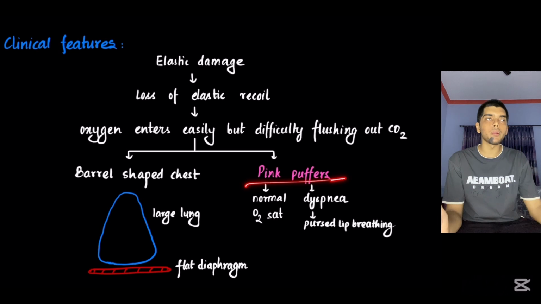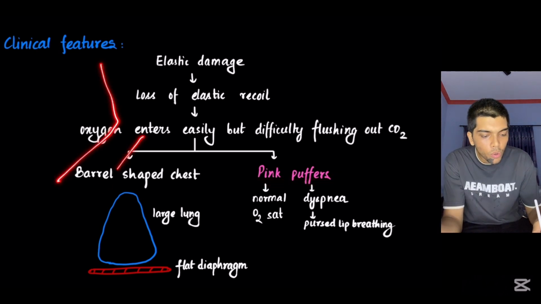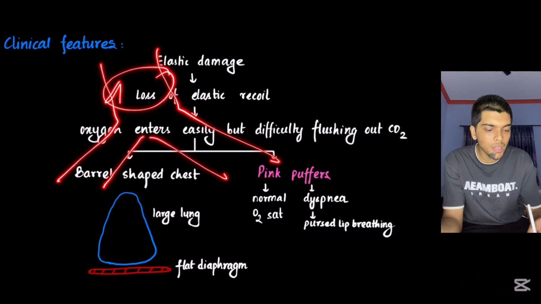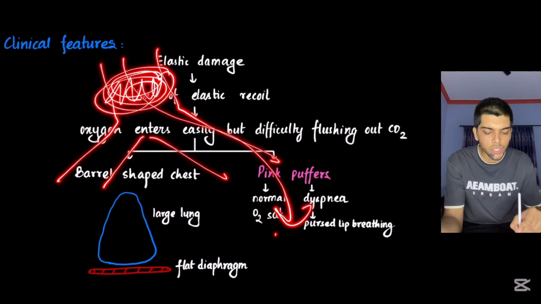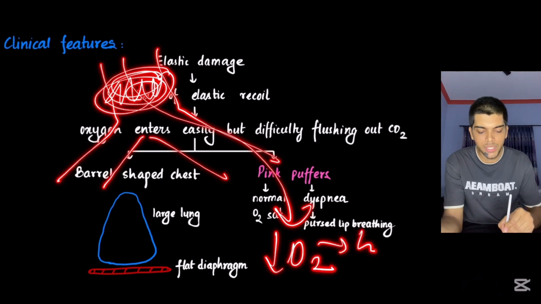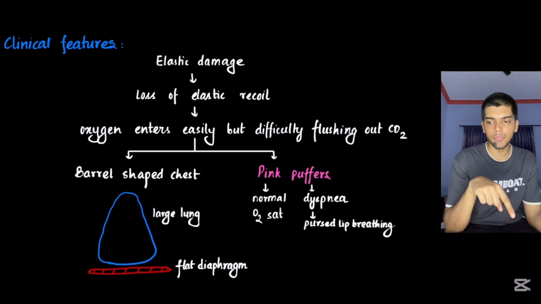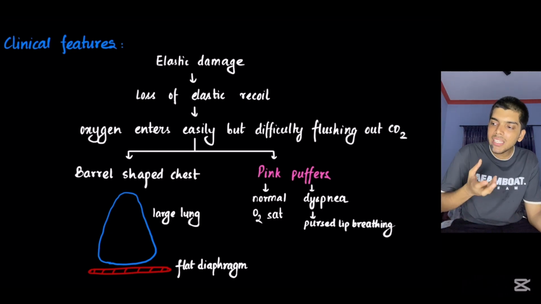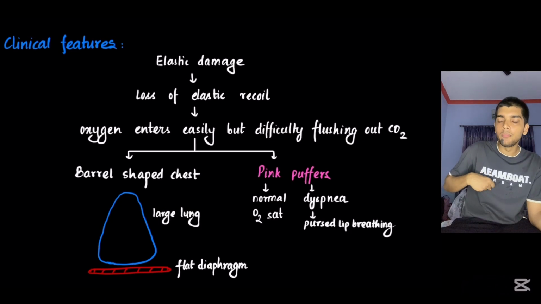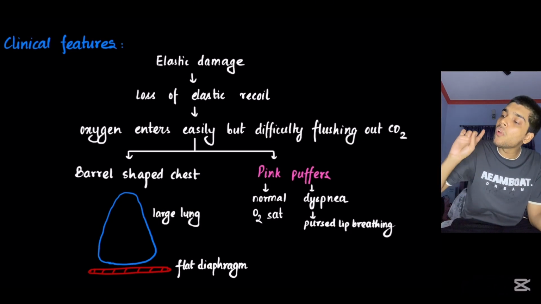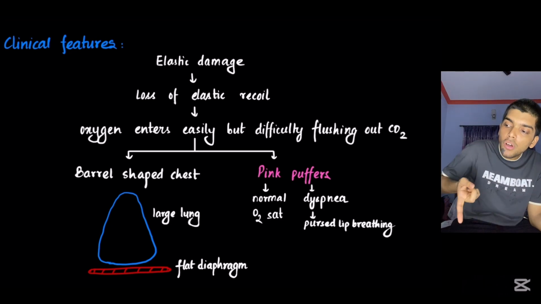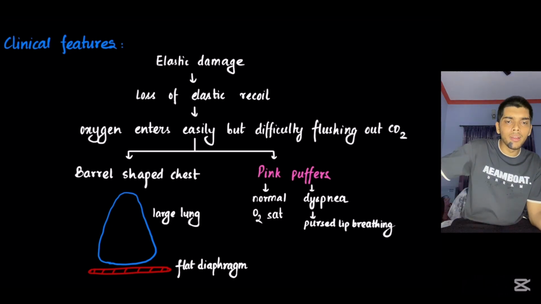Second, pink puffer. Normally in chronic obstructive pulmonary disease, due to obstruction, what would you expect? Reduced oxygen in blood, leading to hypoxia, eventually leading to cyanosis. But in early emphysema, as I said earlier, the person is able to take in oxygen easily, but not able to flush out carbon dioxide. That means the amount of oxygen in the blood is okay. The blood is well saturated with oxygen.